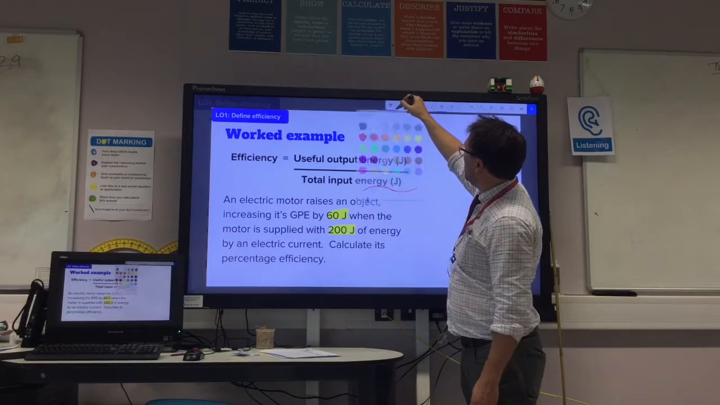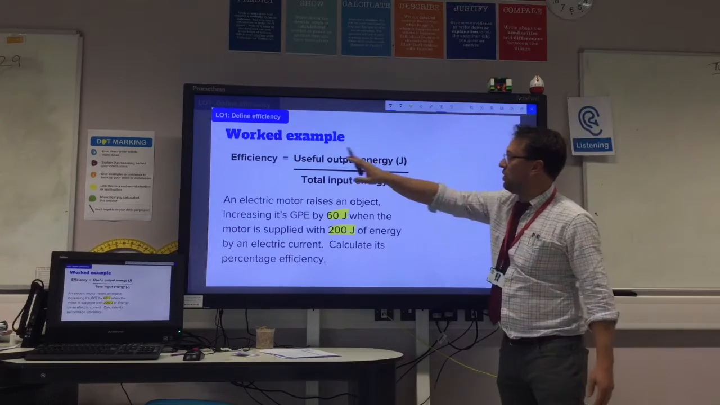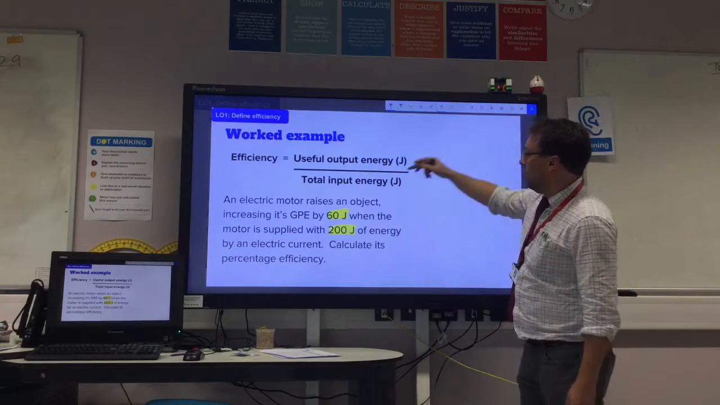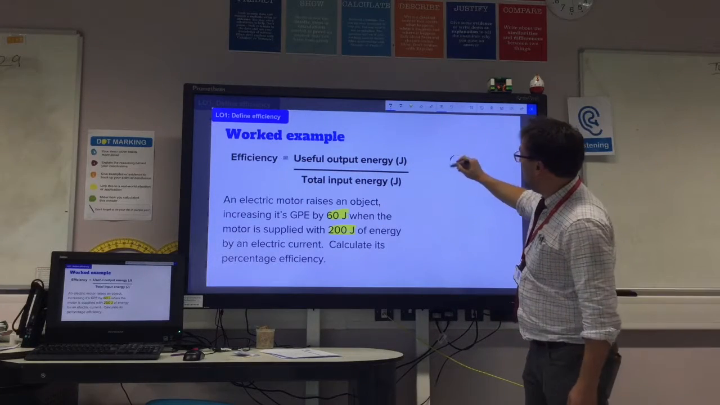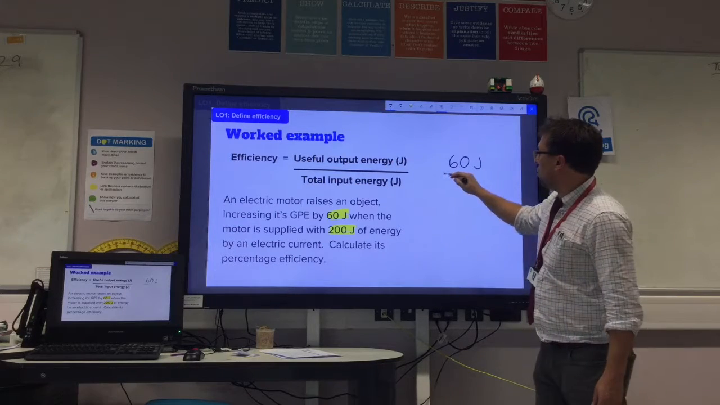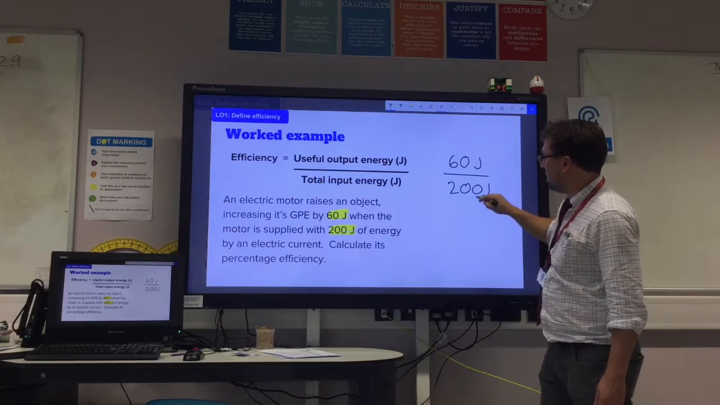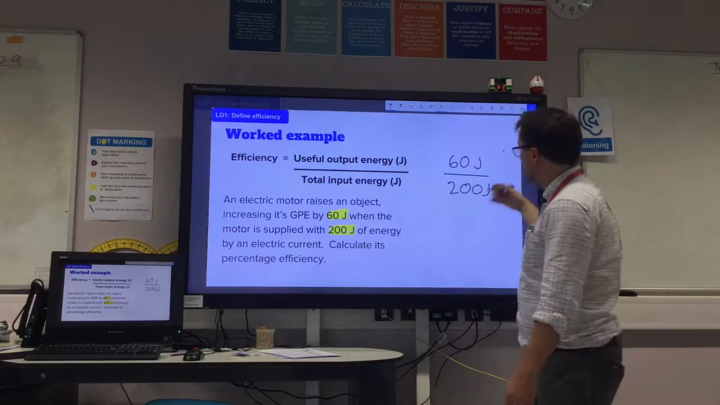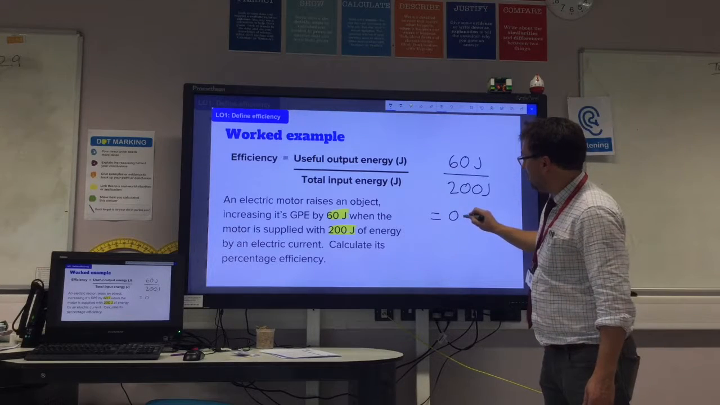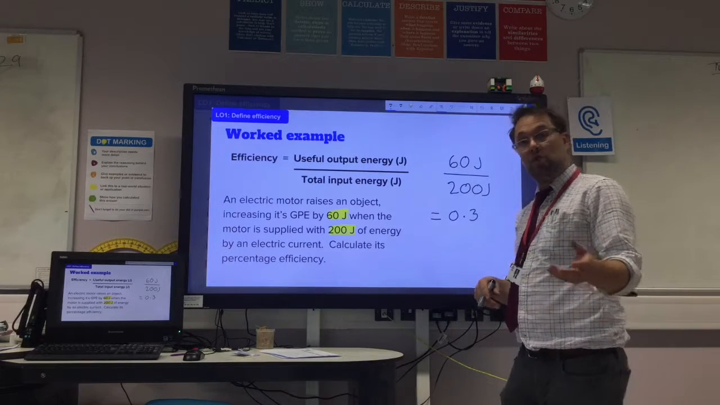So the next thing I'm going to do is substitute those values in. My efficiency is equal to useful output energy divided by total input energy. So my useful output energy is 60 joules, and I'm going to divide that by the total input energy, which is 200 joules. I'm just taking the values out of the equation. 60 divided by 200 is going to give me an answer of 0.3, and that would be fine to quote as the actual answer.